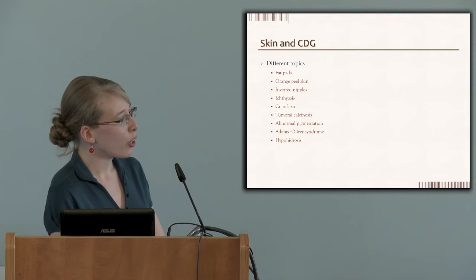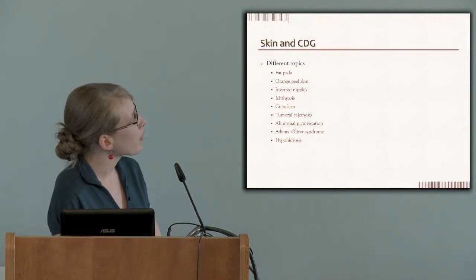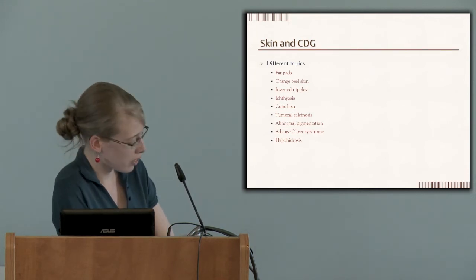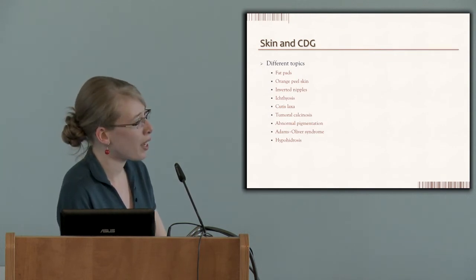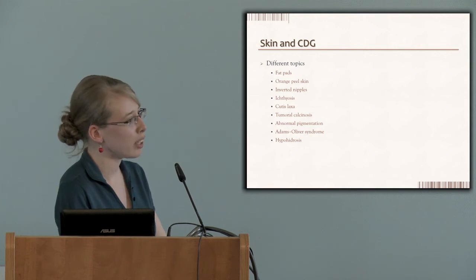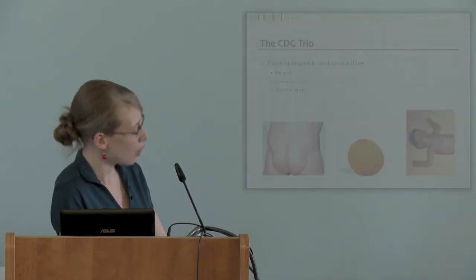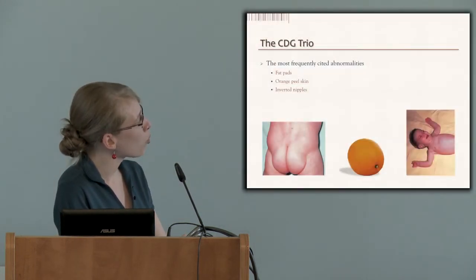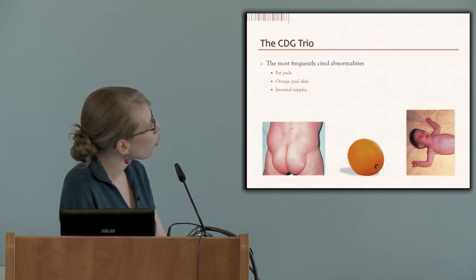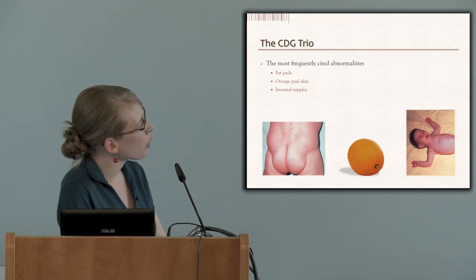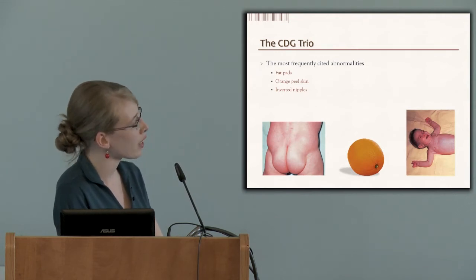Next, we will walk through a few skin manifestations that we can encounter in CDG. Of course, we will start off with the ones that are most frequently reported in our patients. First of all, we have the abnormal fat distribution. You cannot see it well in this picture, so I put the figure of an orange next to it.